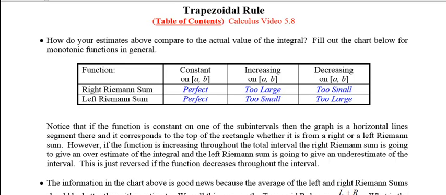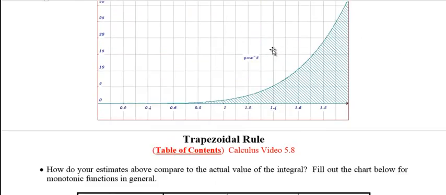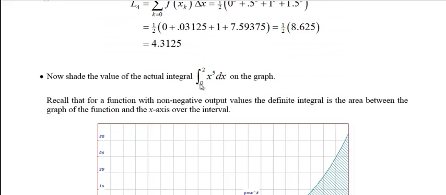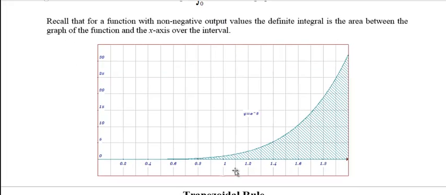We are continuing from our last video to look at approximating a definite integral. In our last video we looked at left and right Riemann sums. We're trying to approximate the integral from 0 to 2 of x to the fifth dx. And that's this area right here.